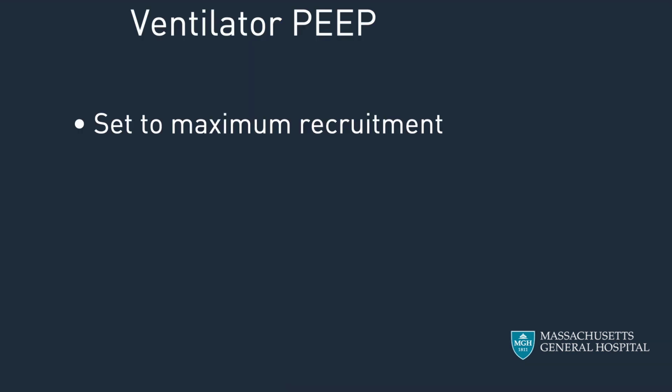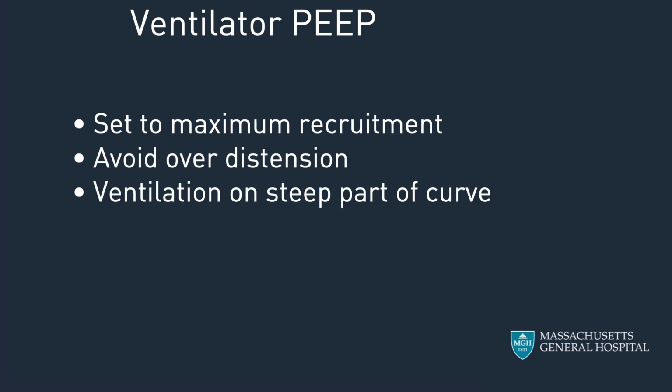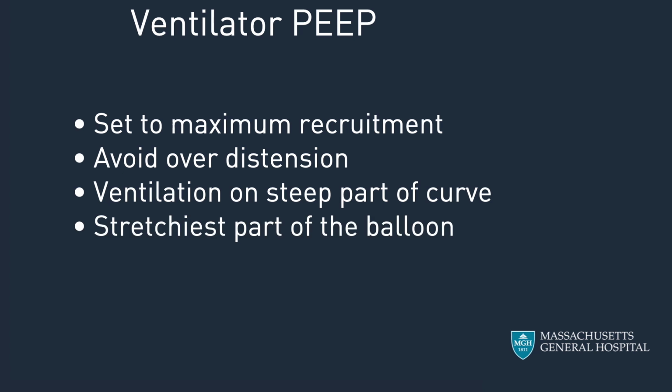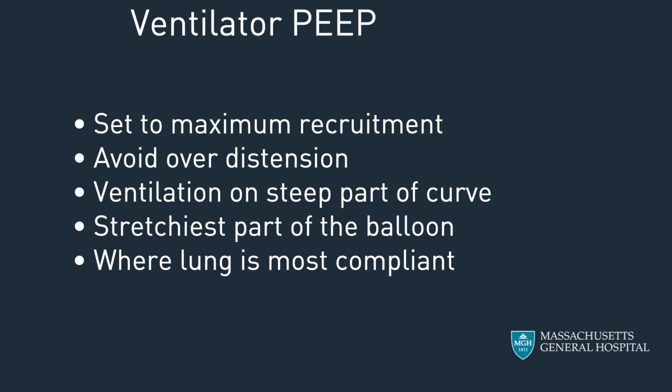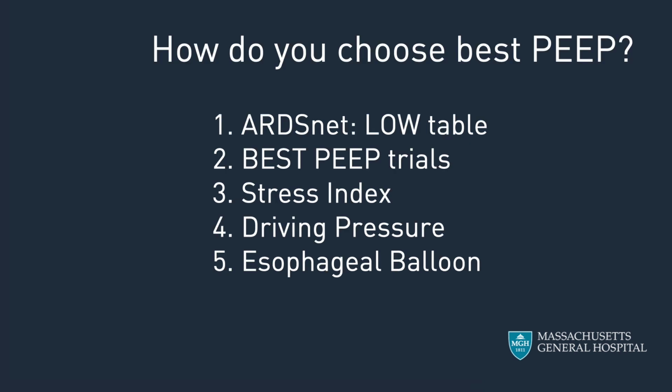Ventilator PEEP should be set to maximize recruitment and avoid overdistension so that ventilation occurs on the steep part of the curve. This is the stretchiest part of the balloon, where the lung is most compliant. That's the goal. A low tidal volume prevents overstretching the balloon. So how best to do this? There's no one proven best approach, but we'll look at 5 useful methods to choose the correct PEEP, though several have fallen out of favor. We'll tell you why.